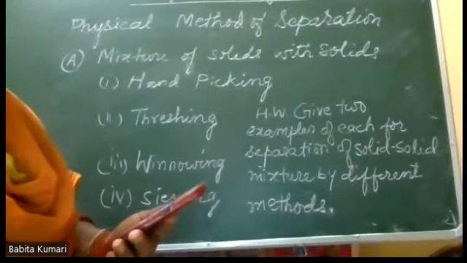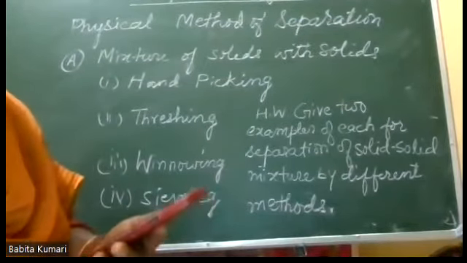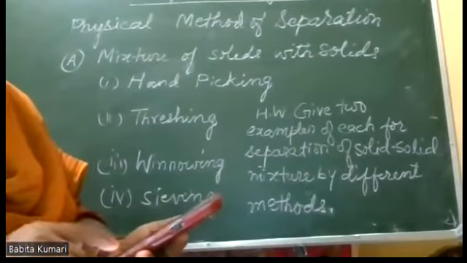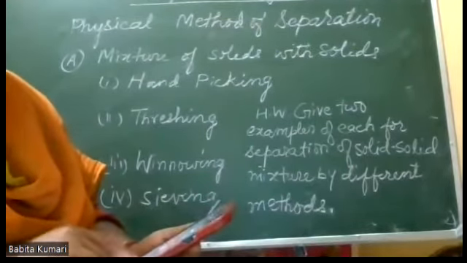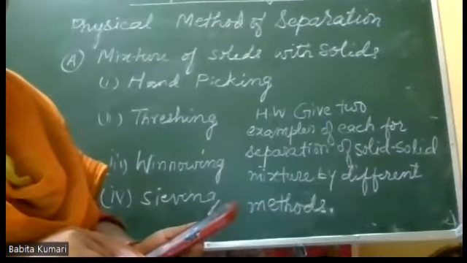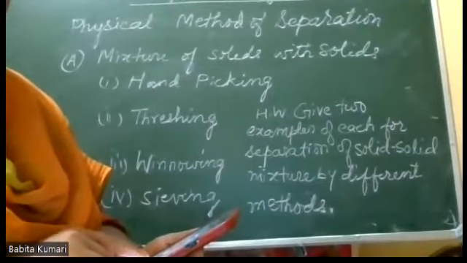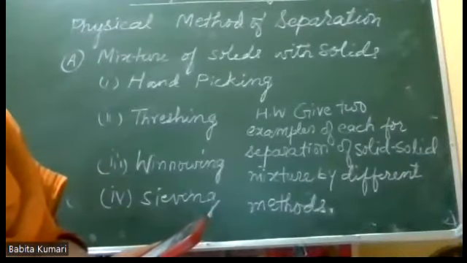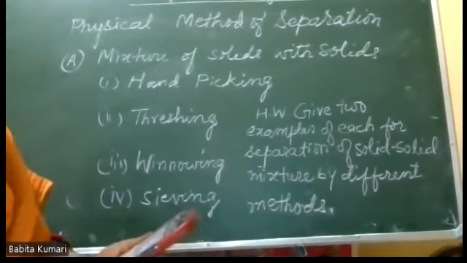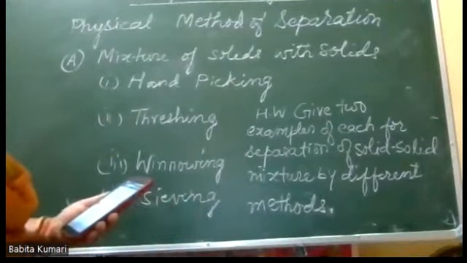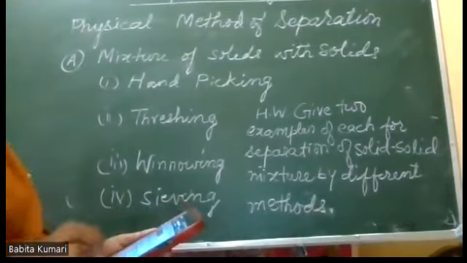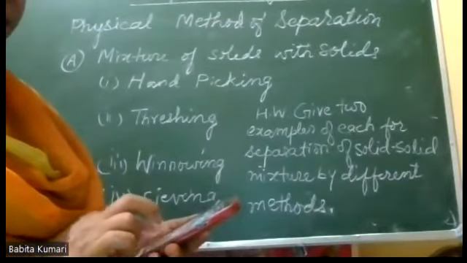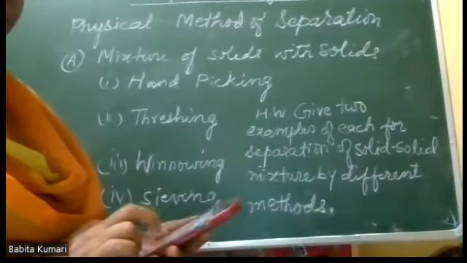Threshing is done mostly by machines. The example is that the dried stalks are beaten and the husk is separated from the grains. Separation of husk and stalks from the grains. Then there comes winnowing. Winnowing is a process used to separate lighter husk from heavier grains.